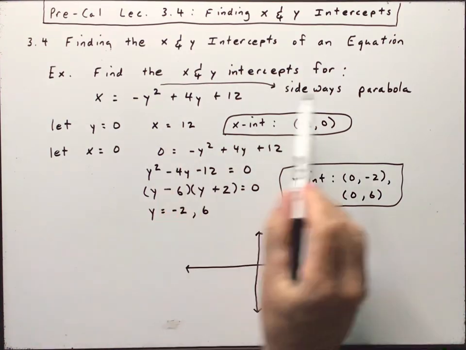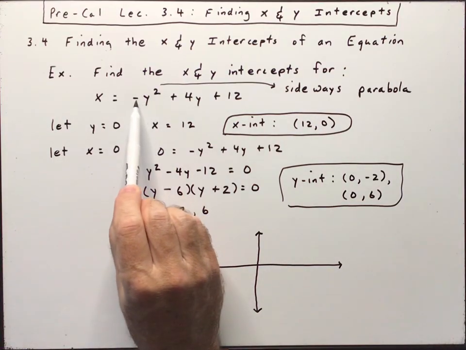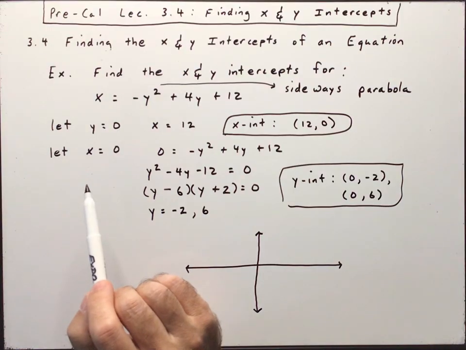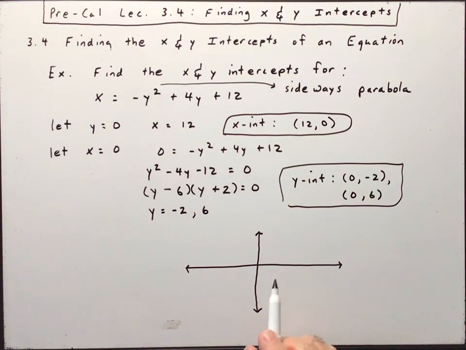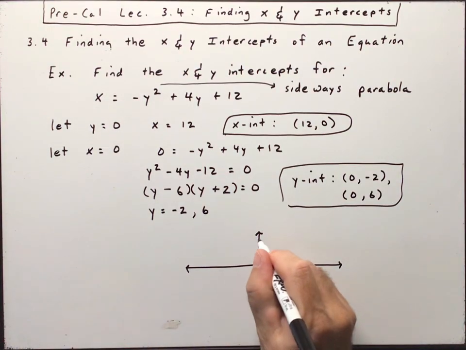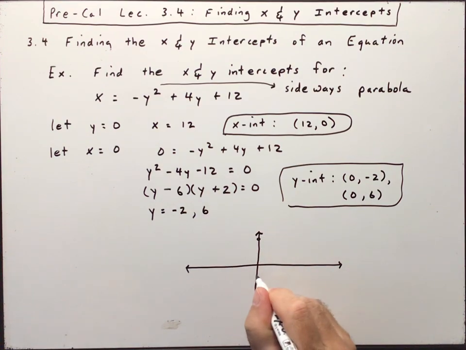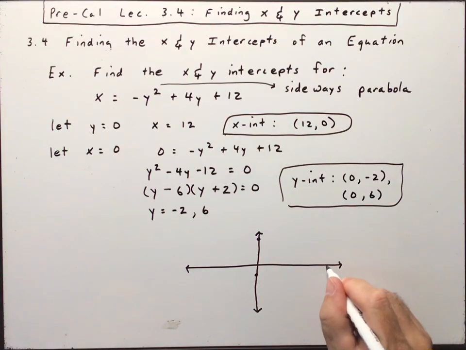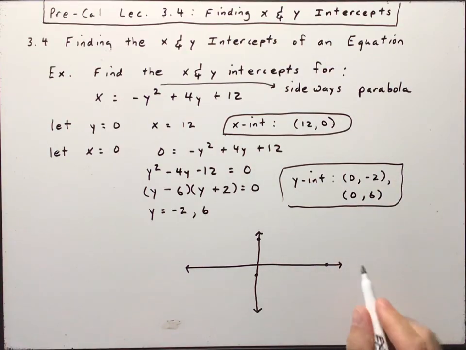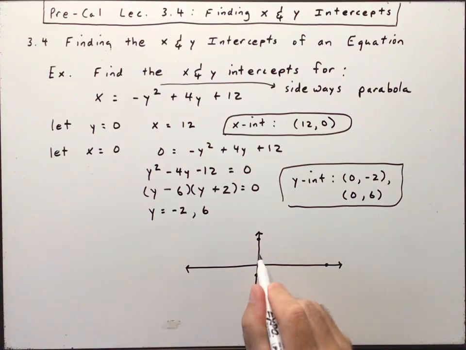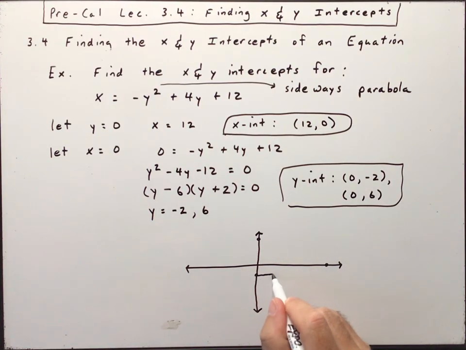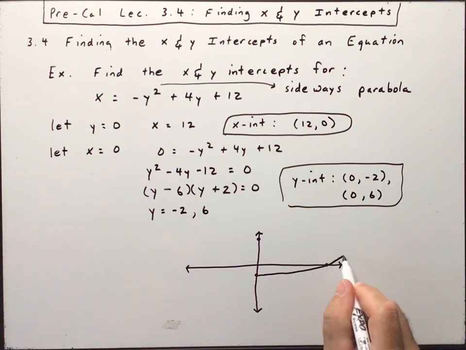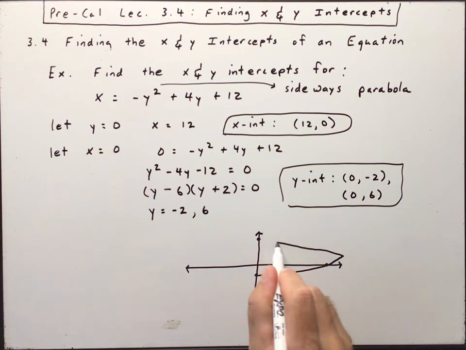Now I know I mentioned it's a sideways parabola and it's opening up to the left side. Okay, so I know that we have y-intercepts at 6, so let's put that up here, and negative 2, we'll put that down here. And we have an x-intercept at 12, so I'm going to put that way out here. So the basic shape, your vertex would be in the middle of these two. This is not perfect, but it's going to be something like this.